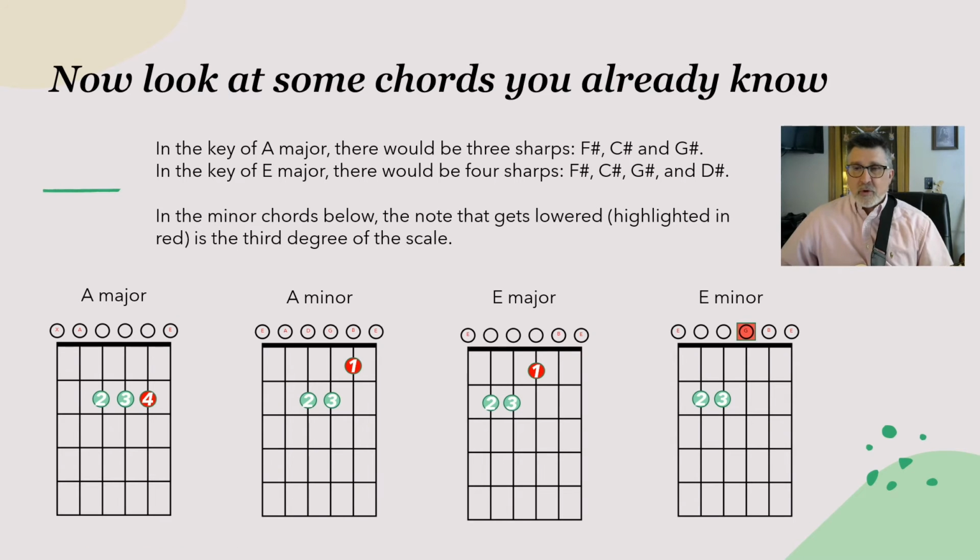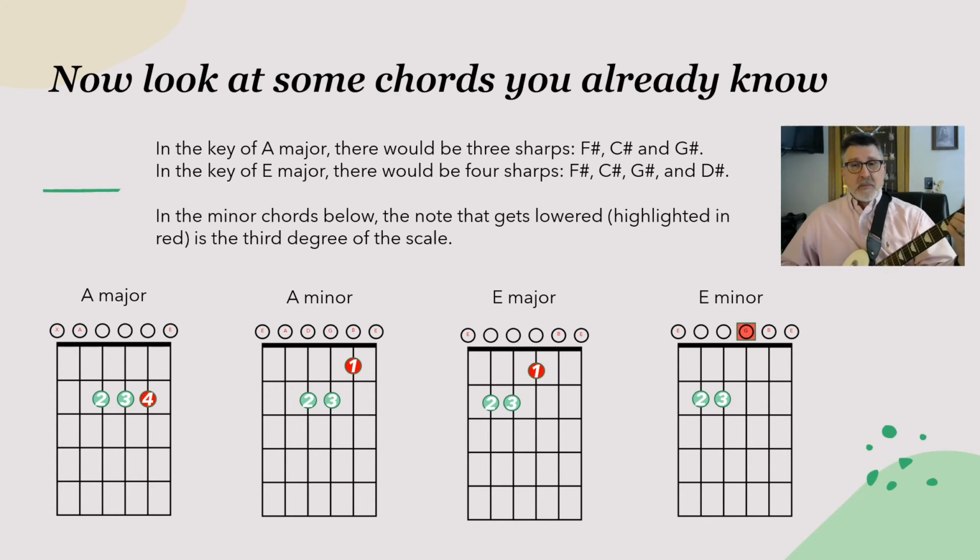And of course, this works in every key with all the major and minor chords. If you take a look at the key of A major, there would be an F sharp, a C sharp, and a G sharp when you wrote out that scale. So if you build an A major chord, it's going to have a C sharp in it. So A, C sharp, E would be my triad. So I play the A major chord: A, E, A, C sharp, E.